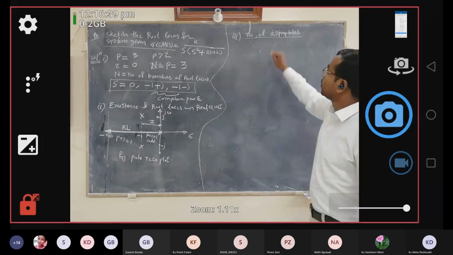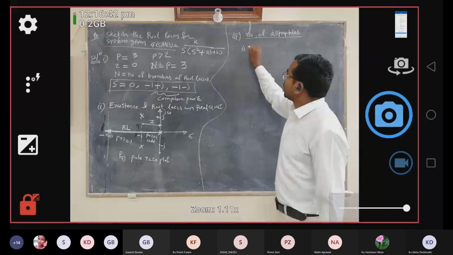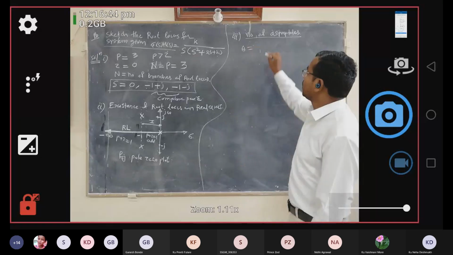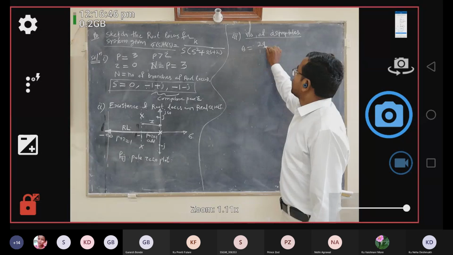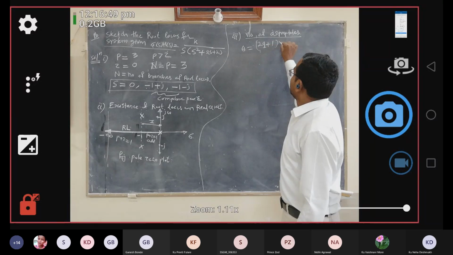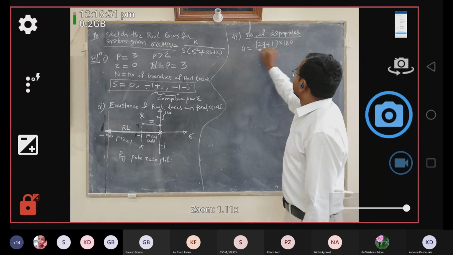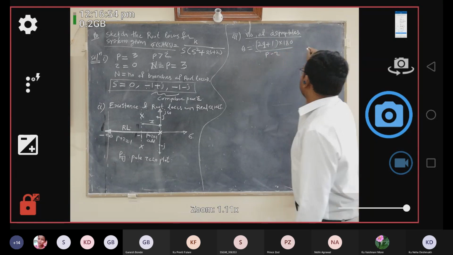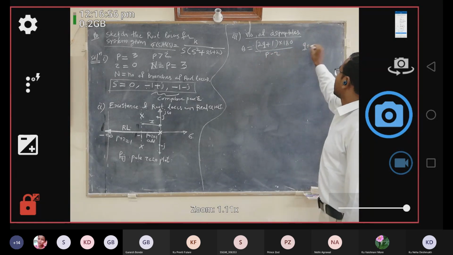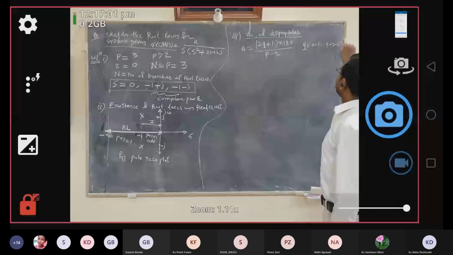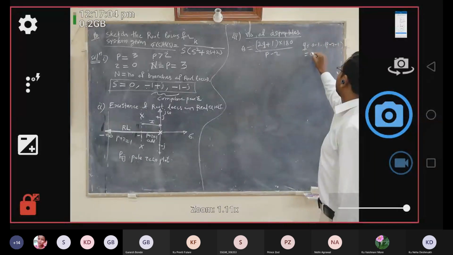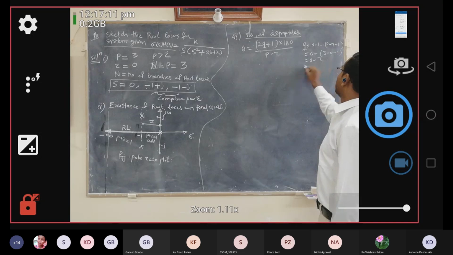Okay, so write down the formula. What is the formula? Theta is equal to twice q plus 1 into 180 divided by P minus Z, where this q varies from 0, 1 up to P minus Z minus 1. So here in this case, P is 3, Z is 0, minus 1. That means q varies from 0 to 2. That means you have to vary the value of q as 0, 1, 2.